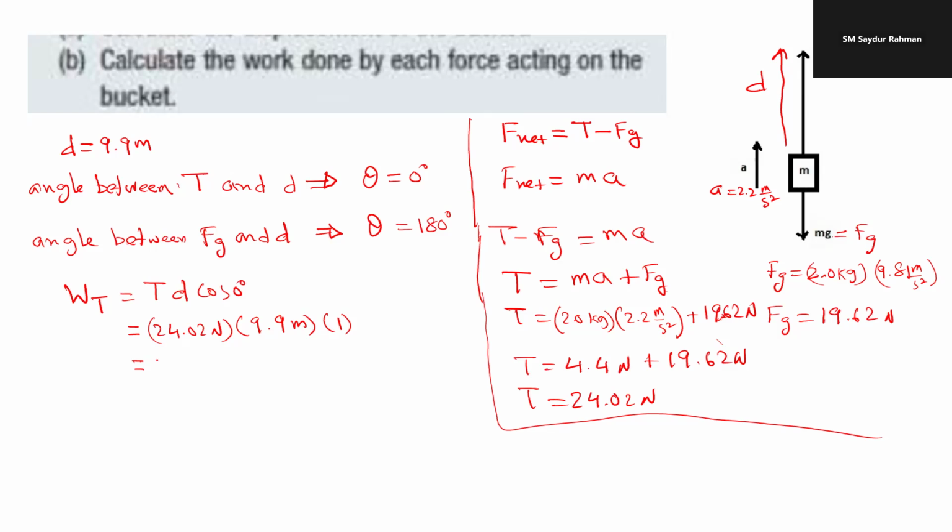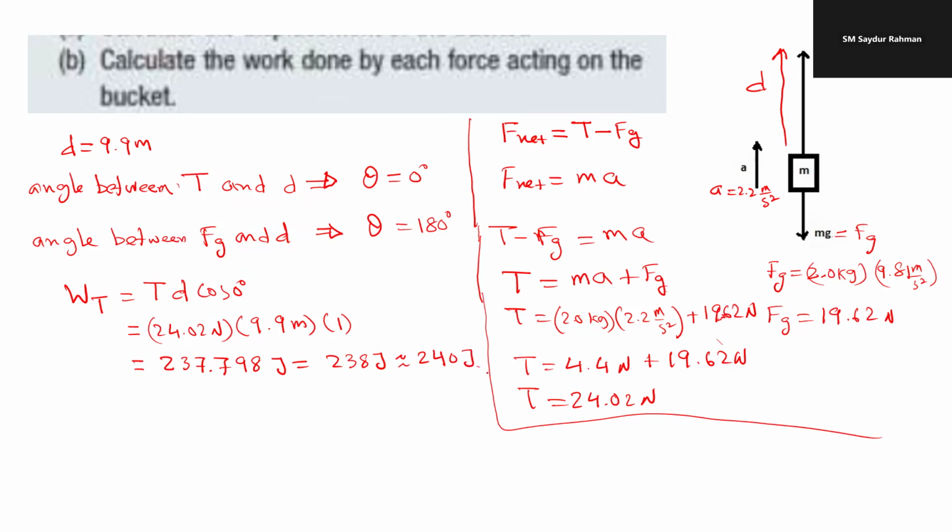Okay, I have my calculator. I'm calculating it now. You can do it also. So, 24.02 times 9.9 is equal to 237 point 238 joules.